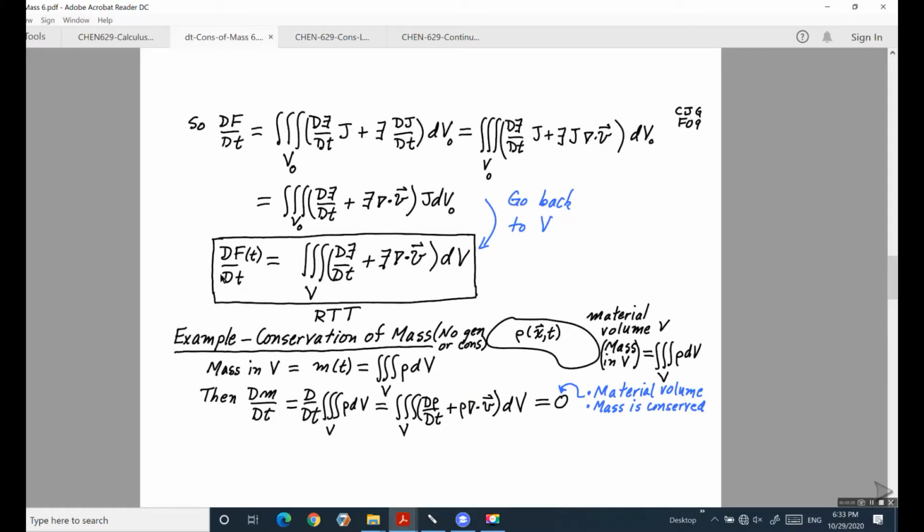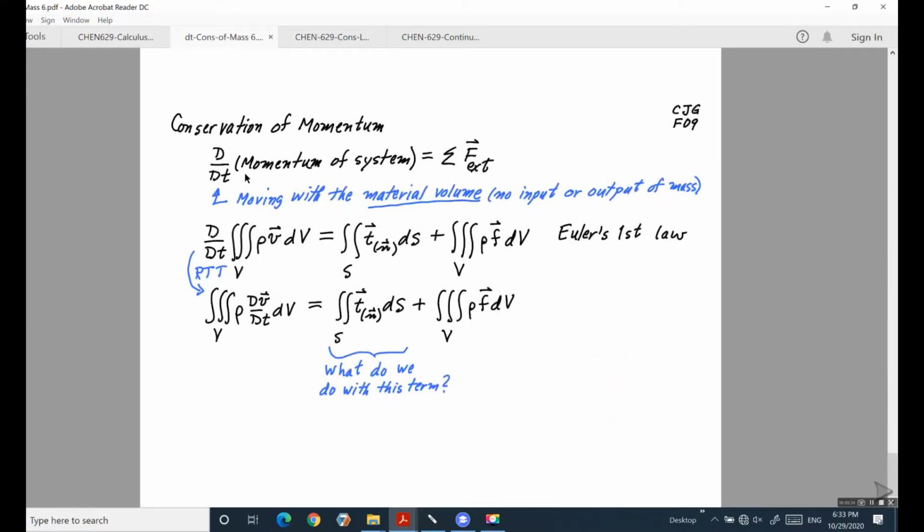Reynolds transport theorem says the accumulation of the function is on the left side in here: the accumulation of the momentum of the system with respect to time, the material derivative, coming from the Reynolds transport theorem. At the right side are the total forces acting on the system moving with the material volume, with no input or output of mass, it's just accumulation. Then we can write here the momentum of the system, rho multiplied by v. Rho is the density and v is the velocity of your fluid.